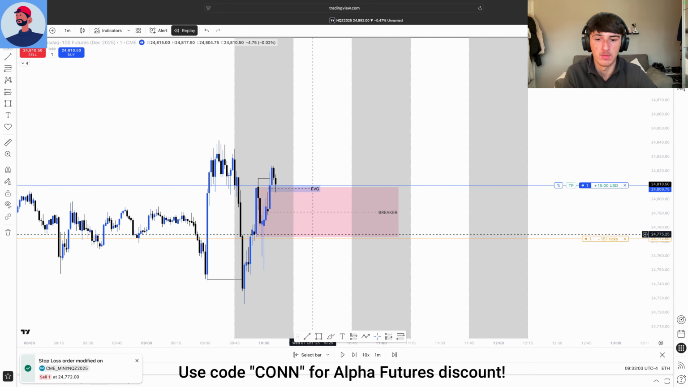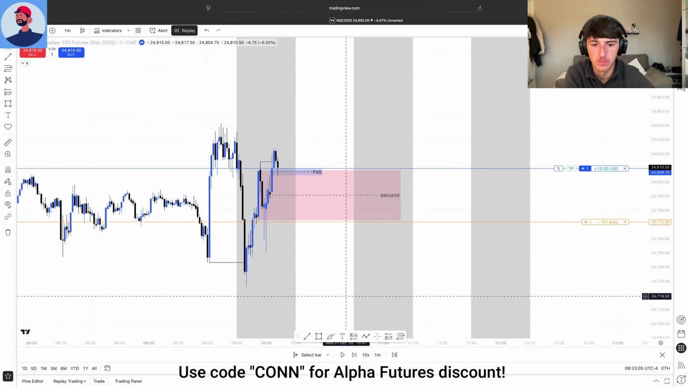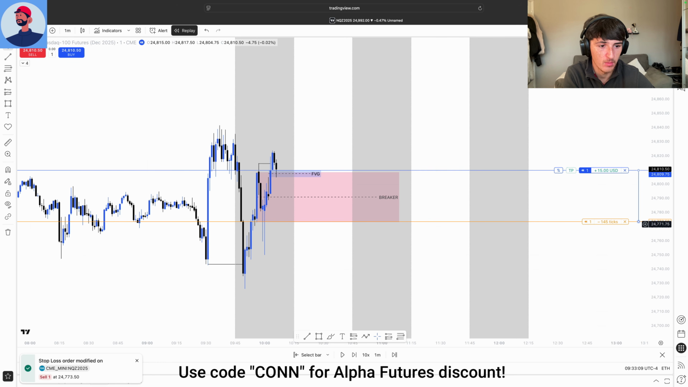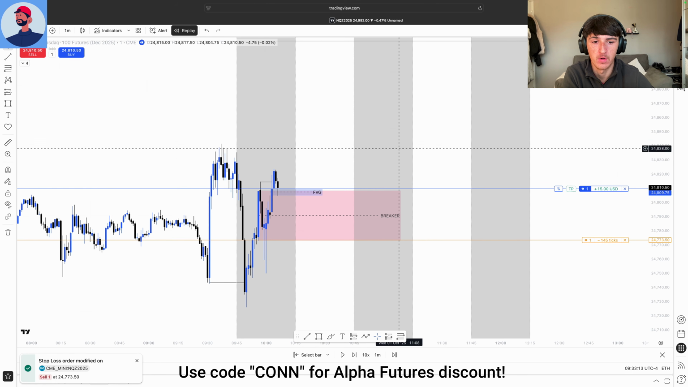So if we do end up breaking this breaker block, then we're probably going to come all the way down. So that's why we can kind of hug this breaker block tight with our stop loss, because if we disrespect this, then we're probably wrong and we are going to go down.